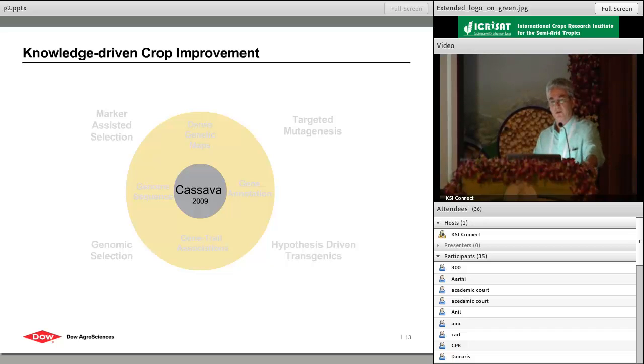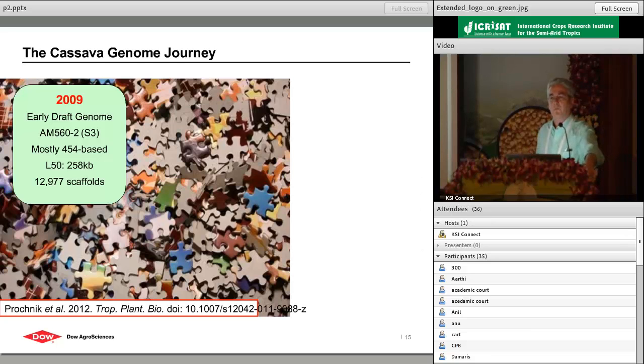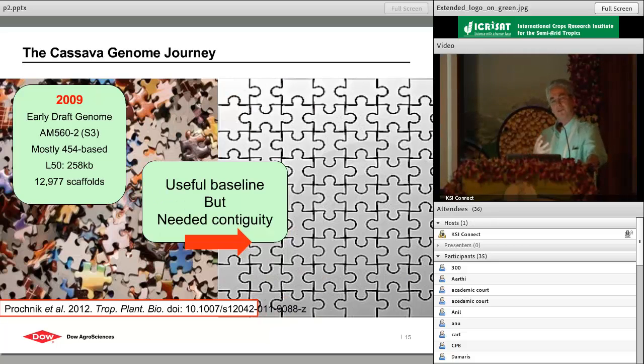And so what we wanted to do was start building resources first. So the first resource is a draft genome. Back in 2009, we created a reasonably okay draft genome. And it kind of looked like this to a breeder. It's 12,000 pieces. And so for the ability to look at chromosome segments, this was not very useful. The ability to see what genes are in the genome is quite useful, but that's not what the breeders wanted to use. And so the next task is to try and translate that jigsaw puzzle into something a little more tangible, a chromosome scale assembly with greater contiguity.